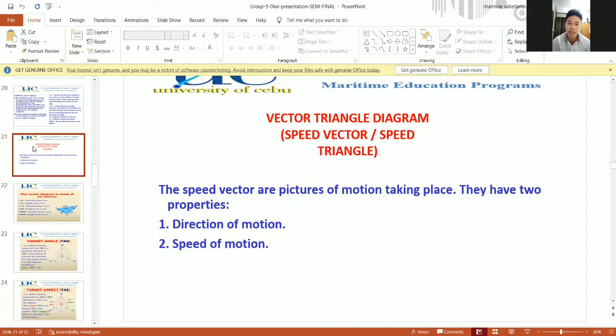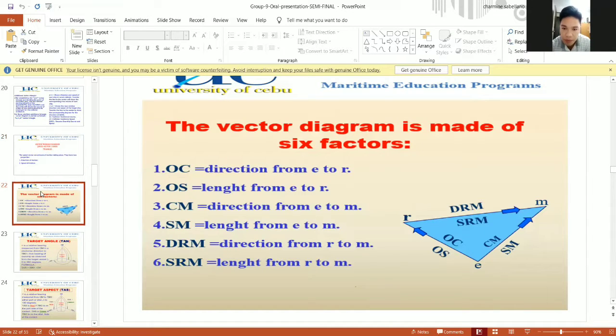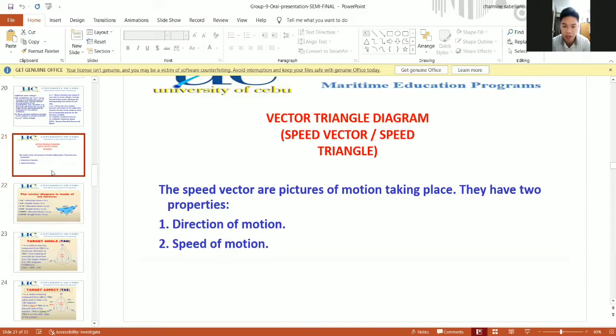Next slide, please. Next slide, please. Victor triangle diagram. Speed vector and speed triangle. The speed vector. Can you please go to the previous page? The speed vector and pictures of motion taking place. They have two properties: direction of motion and speed of motion. So next slide, please.